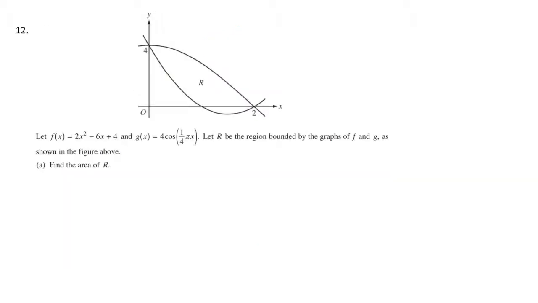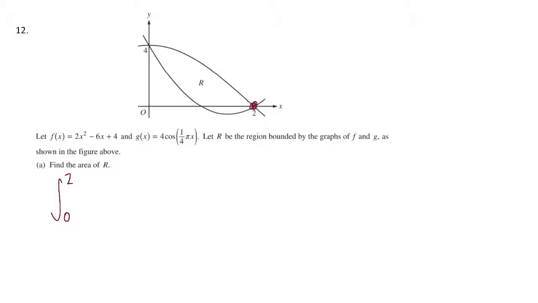Okay, for our next problem, and this was a non-calculator problem, they're asking you to find the area, and again this was worth 4 points. So let's see if we can set this up. And they were nice, and they gave us our endpoints. So we know we're integrating from 0 to 2.